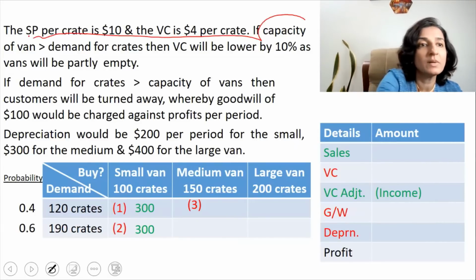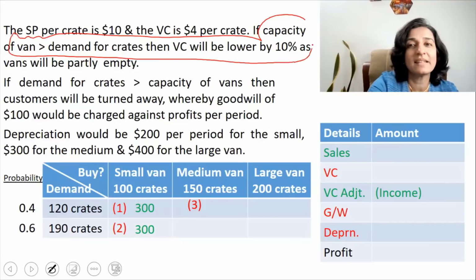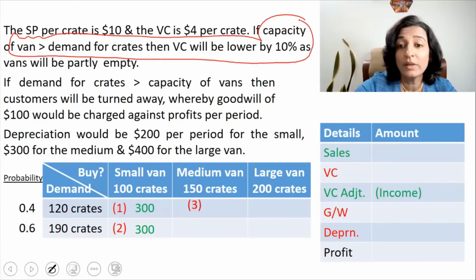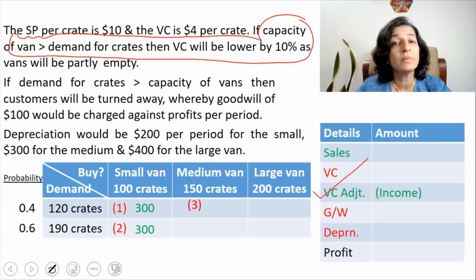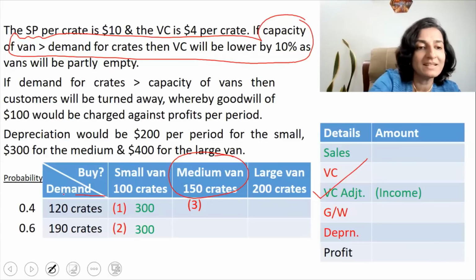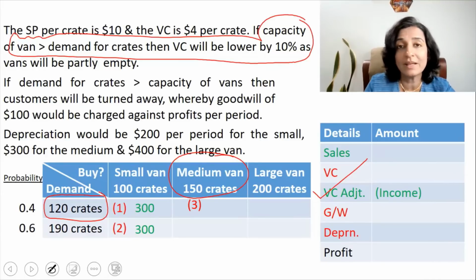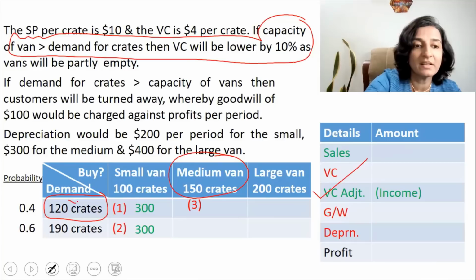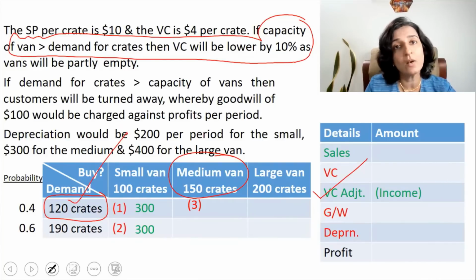So in this case, demand is less than the capacity, which means that we will need to have a variable cost adjustment. We will start off with the sales. If the capacity is 150 crates and the demand is only 120 crates, how many crates can we sell? We can sell crates only to the extent of the demand. So the demand is only 120 crates, so we will be able to sell also only 120 crates.